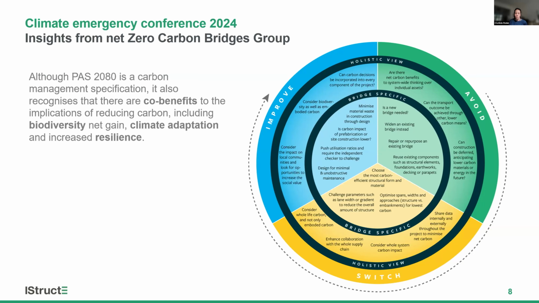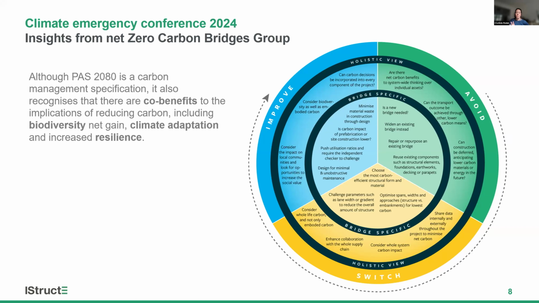I'm leading the subgroup focusing on publishing guidance for bridges. We've produced this diagram explaining the carbon reduction hierarchy put forward by PAS 2080 and explaining how you can apply that for bridges. So I'll pause a little bit on this slide so you can have time to read some of the text and some of the key questions and requirements one should consider when working on a bridge project. The inner circle is about bridge-specific indication, whereas the outer circle is calling for holistic thinking.